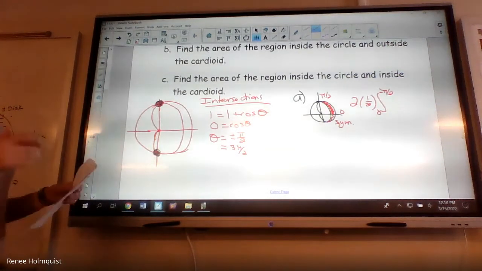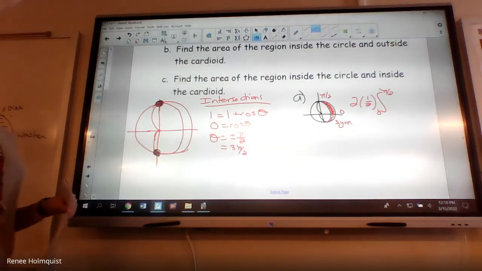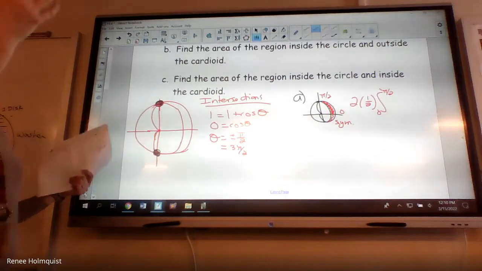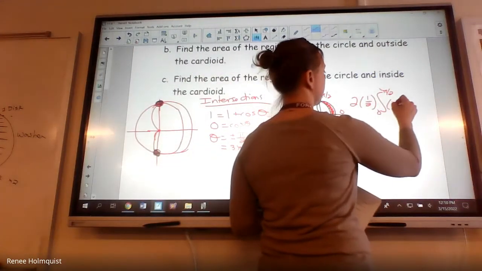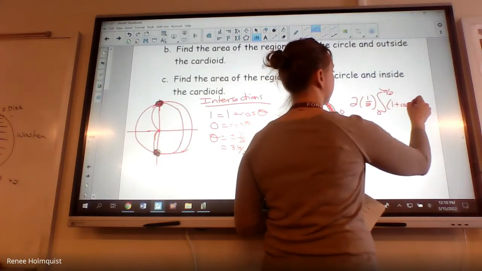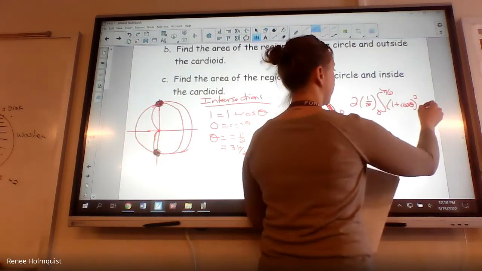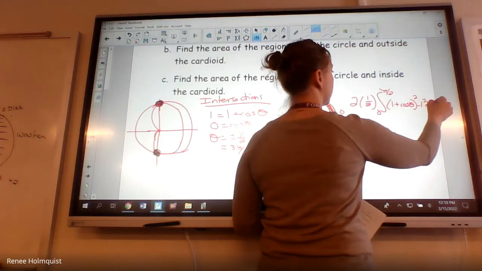Okay, and then we want outer minus inner. So outer radius arc. So your outer one is your cardioid. So it should be 1 plus cosine theta squared minus 1 squared d theta.